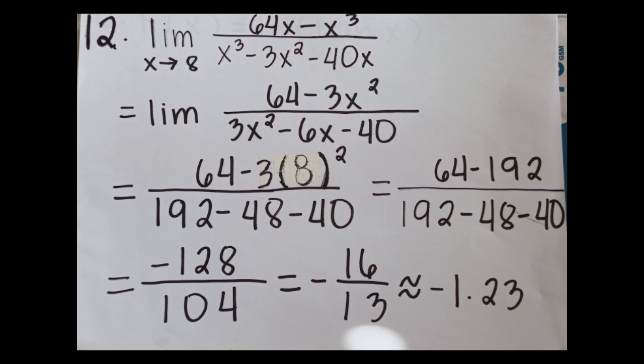The limit of (64x minus x cubed) all over (x cubed minus 3x squared minus 40x) as x approaches 8 is equal to negative 16 all over 13, approximately negative 1.23.